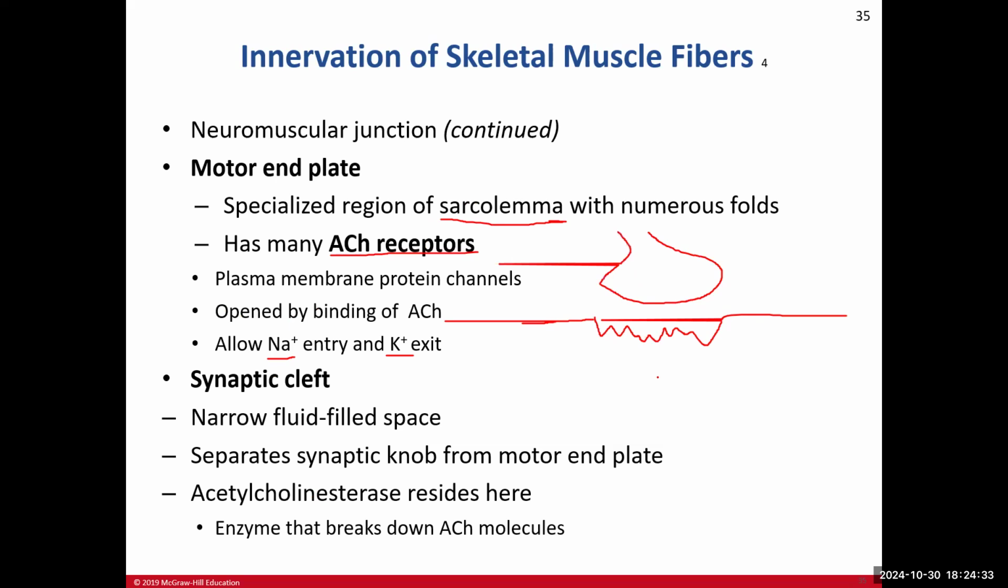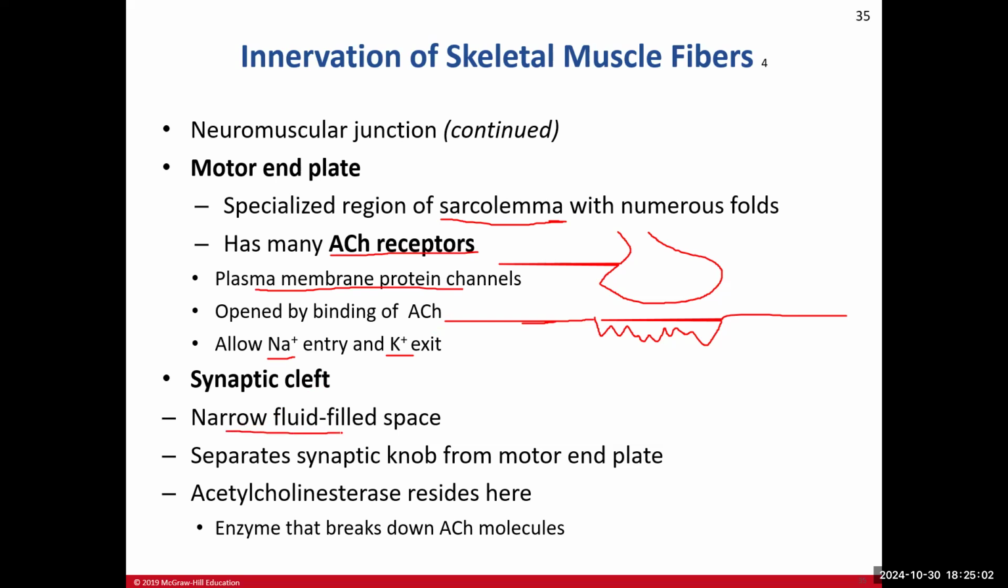And so in those folds there, that's where you're going to see those cation channels, those chemically gated sodium channels and those chemically gated potassium channels, right? They're in those folds. And the reason why we have folds like that is because we're increasing the surface area, so we can jam in more channels in there. That's the reason.